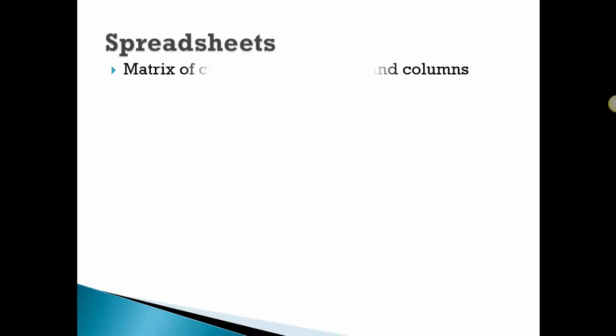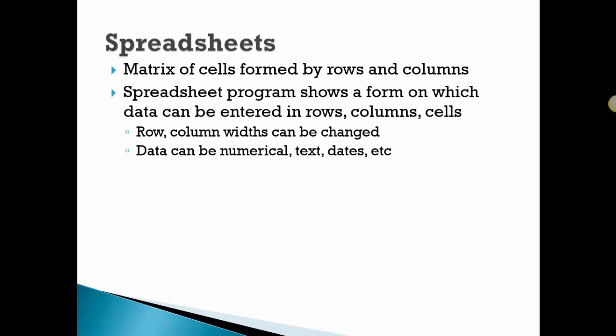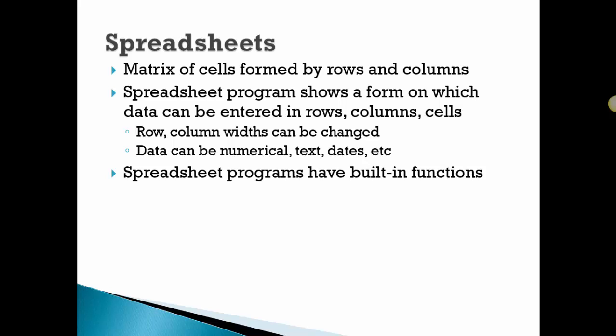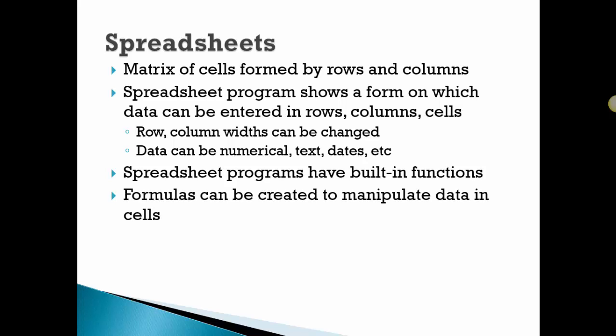So what's a spreadsheet? A spreadsheet is a matrix of cells that are formed by rows and columns. And the spreadsheet program shows a form on which the data can be entered. We can have different widths and column lengths, and we can have numerical text. We have graphical data that can go into a spreadsheet. And a program like Excel has many built-in functions, so we don't have to actually write an equation in order to do a calculation. But we can create formulas if we want to manipulate the data in the cells.